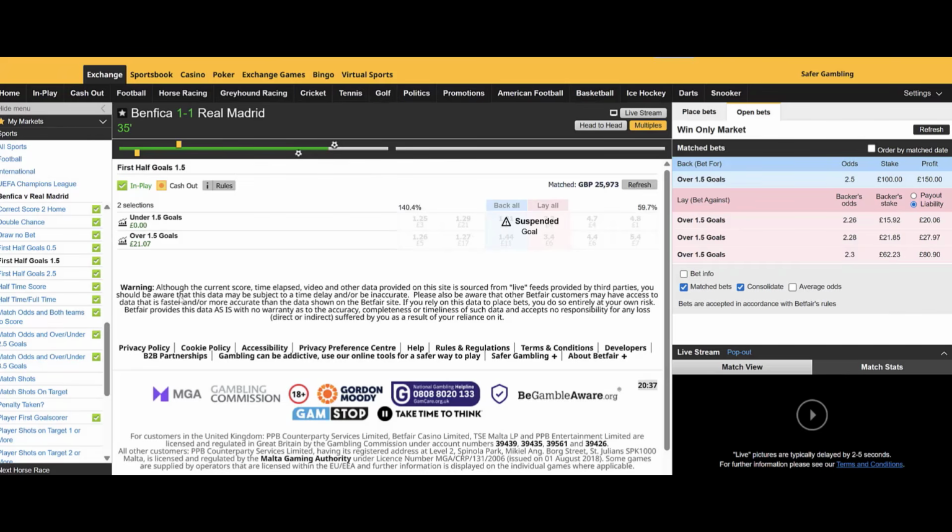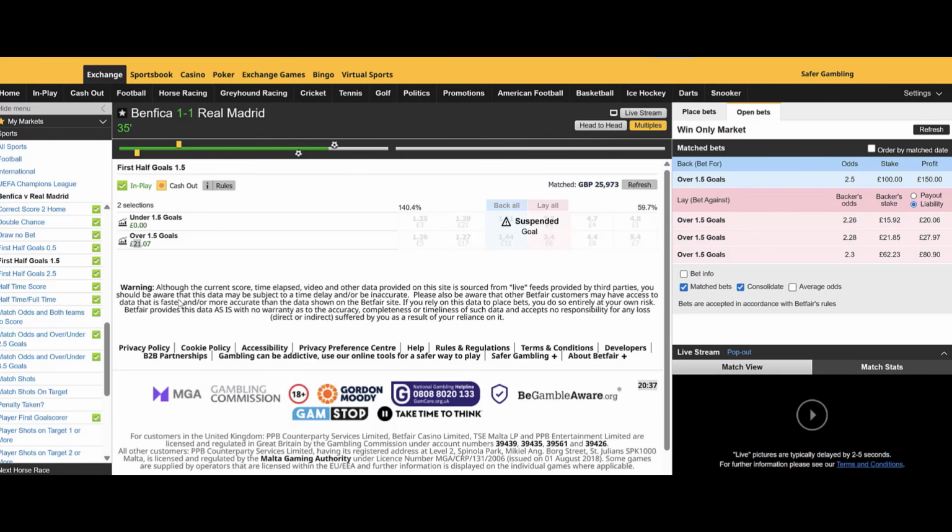We just had the second goal of the match as Benfica have now equalised. So obviously we now land that extra profit of the £21 on the over 1.5 goals. So a very, very nice call from the AI to tell us to go for over 1.5 goals in the first half market. Very, very nice call.